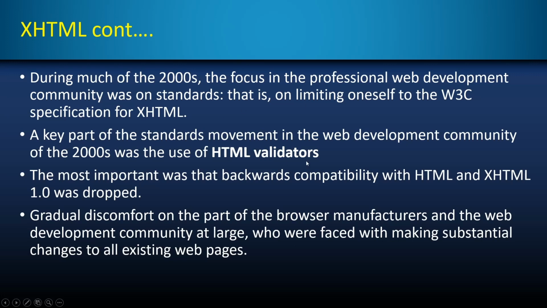The most important restriction at that time was about backward compatibility. The backward compatibility with HTML and XHTML 1.0 was dropped. To make it stricter and stricter, they dropped the backward compatibility of HTML and XHTML. If a new version is released, there is no backward compatibility for previous versions. This means the code in the previous version needs to be updated to the new version to display on the browser or to the world.